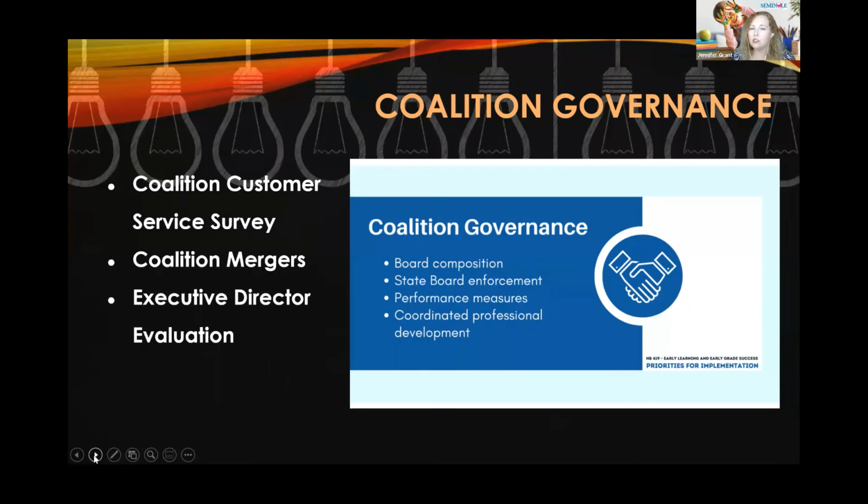Let's go. This is just coalition governance. You may or may not be interested in this, but I wanted to be completely transparent and share it with you. There is a requirement. It changed our board composition a little bit. We can have more or less private business sector members. It also means in our county right now, we don't have any governor appointees. It allows the Commissioner of Education to appoint someone in lieu of the governor.